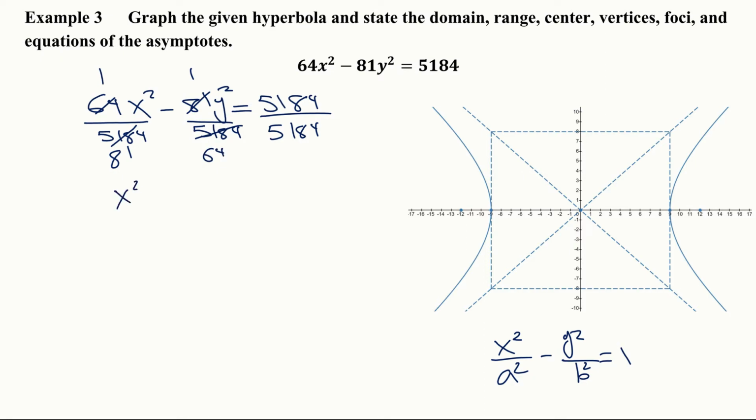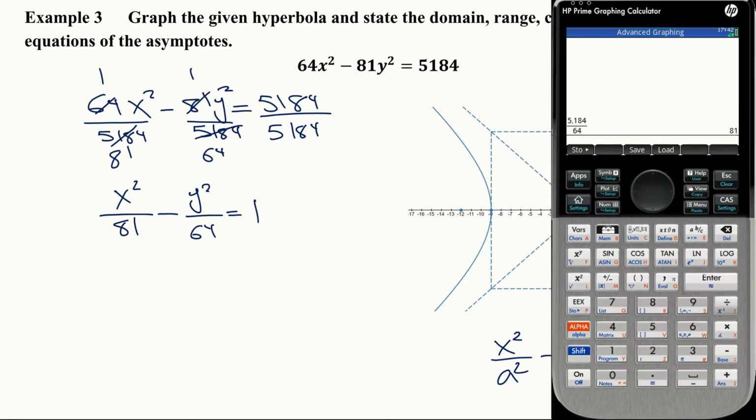And we end up with x squared over 81 minus y squared over 64 equals 1. Notice that because 64 is the denominator under y squared and 81 under x squared, that means the other way around too. Would be 64, right? Okay.